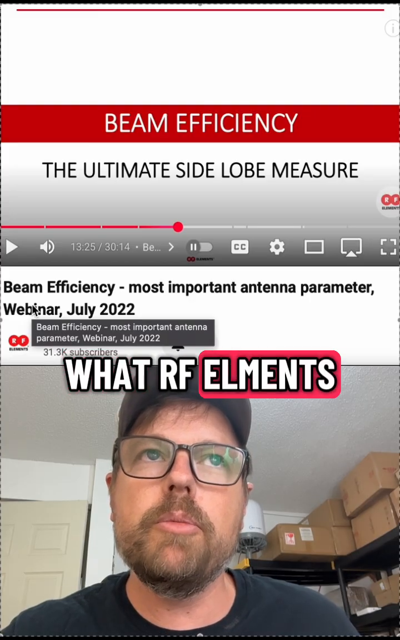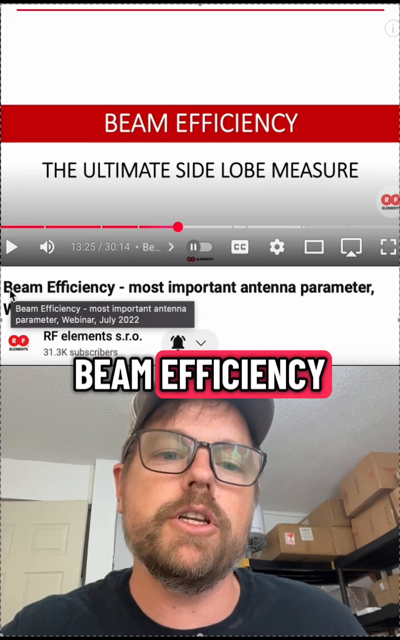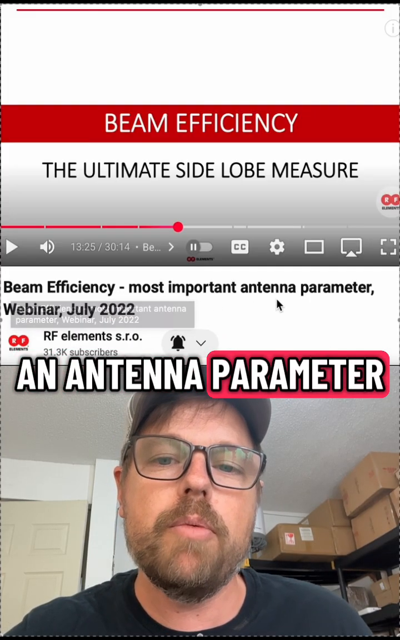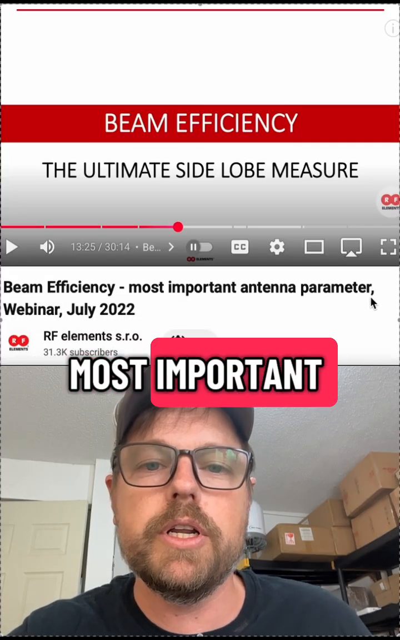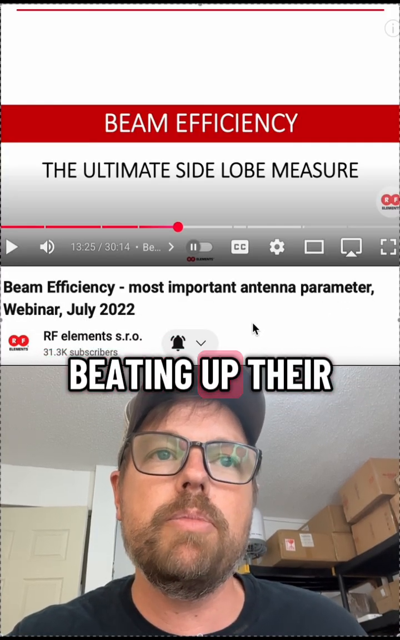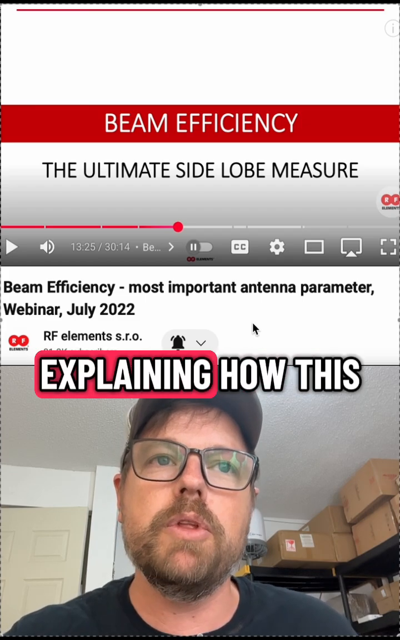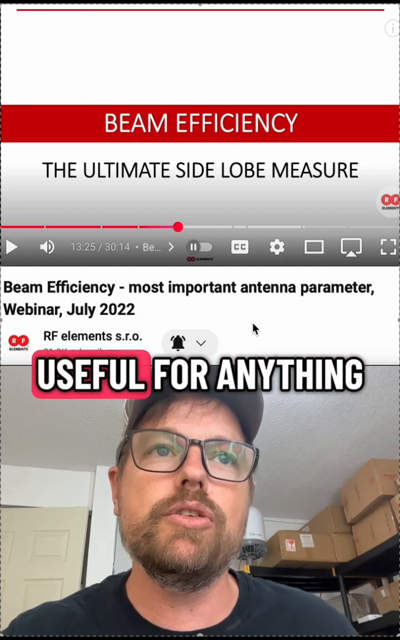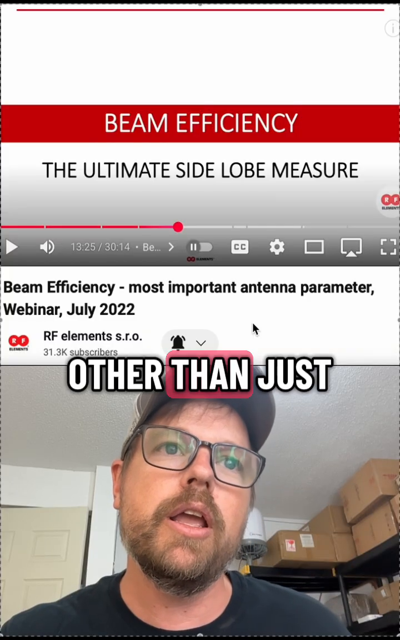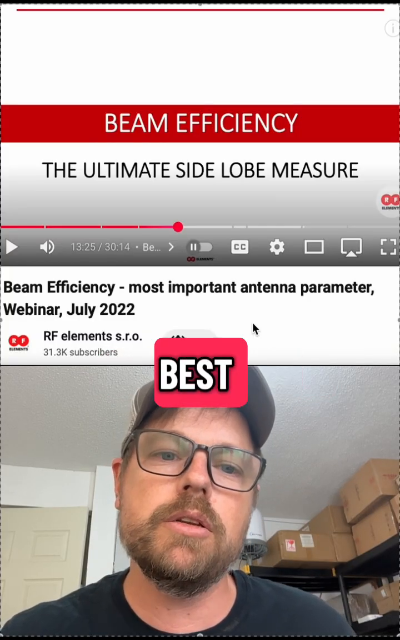What RF Elements is instead doing with their beam efficiency, they're making up an antenna parameter, calling it the most important antenna parameter, beating up their competitors, doing a very bad job explaining how this antenna parameter is useful for anything other than just saying that we have the best.